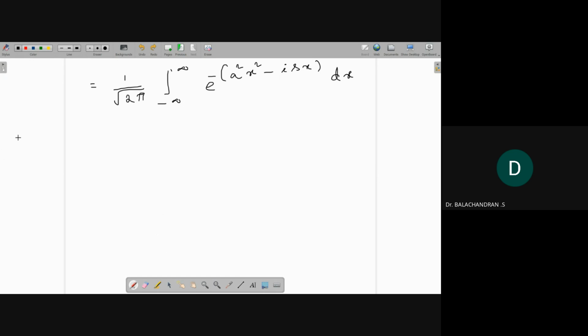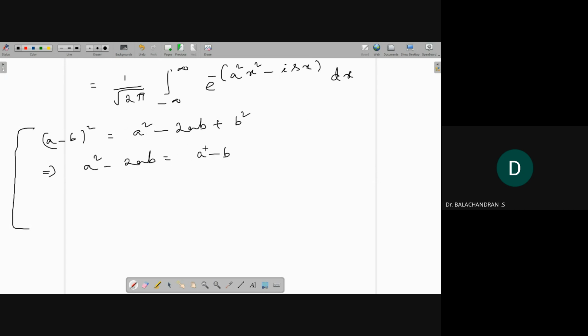Now here I'm going to do some small work. We know that (a minus b) whole square is equal to a square minus 2ab plus b square. This implies a square minus 2ab is equal to (a minus b) whole square minus b square.